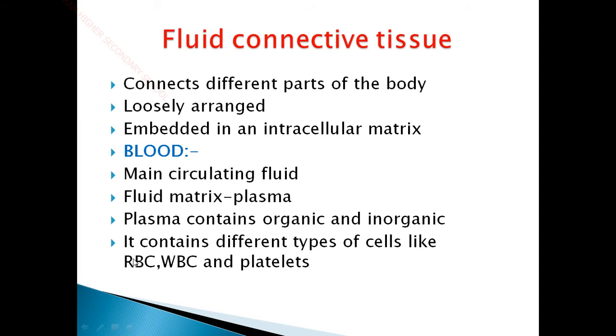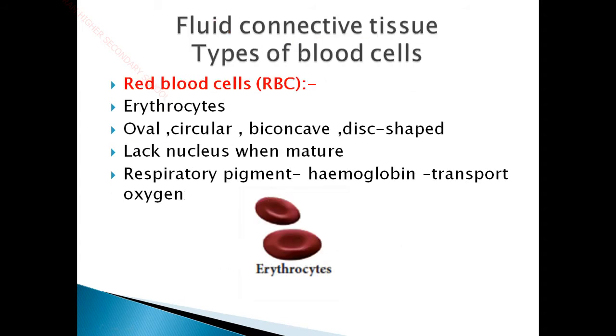It is made up of various kinds of cells such as RBC, WBC and platelets. So these are the components of blood. We'll see about the components of blood one by one. So, types of blood cells. In our blood we have three types of blood cells: RBC, WBC and platelets.